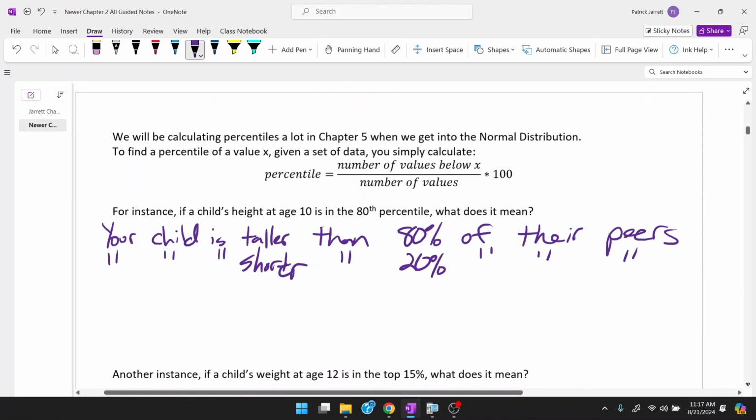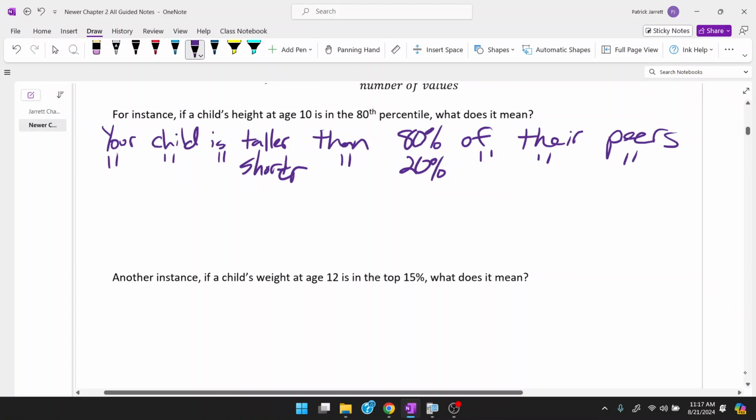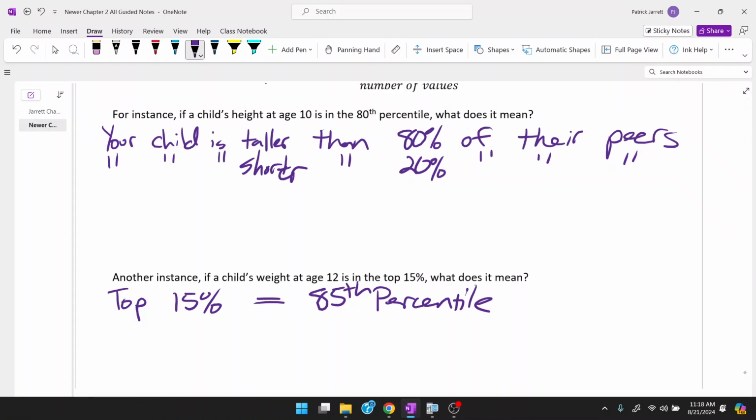So, let's say a child's weight at age 12 is in the top 15%. Now, top 15% is the same point as what percentile? 85th percentile. Of course, you'll see like top 15% or like bottom 15% or whatever.